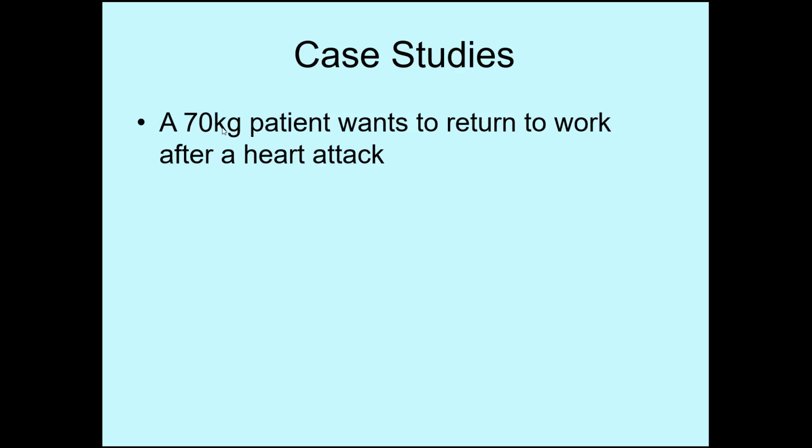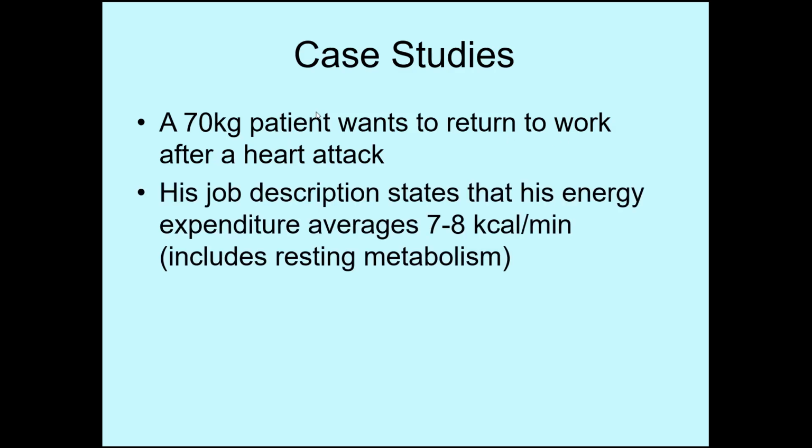A cardiac patient who weighs 70 kilograms wants to return to work after having a heart attack. So you're trying to figure out if he or she is able to meet their energy demands at work. So the job description states that the energy expenditure is about 7 to 8 kcals per minute. So relatively manual labor type job. The 7 to 8 kcals per minute includes resting metabolism. That's important so you can compare this. So this is a gross energy expenditure.